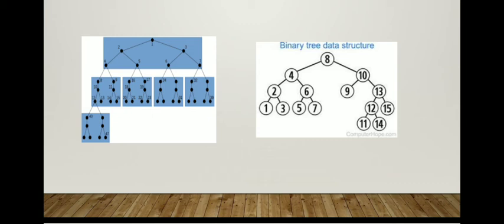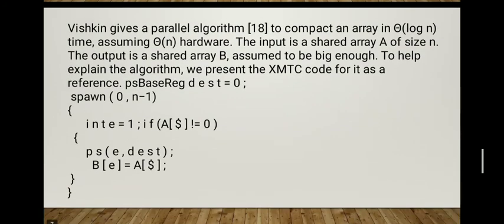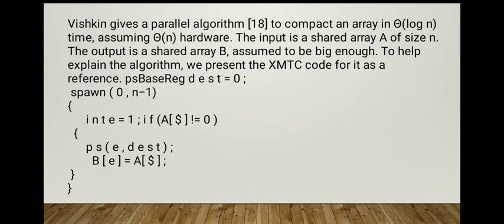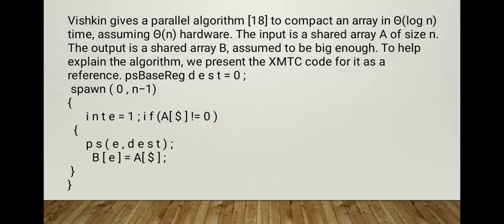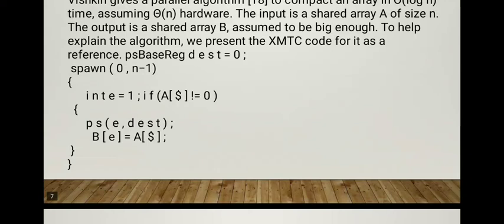As you can see here, 1, 2, 3: the first element is divided into 2 and 3, then 2 is divided into 4 and 5, and 3 is divided into 6 and 7. In this previous case, it is theta of log n in time complexity, and assuming that it is theta n in hardware, the time complexity will increase and it will take more time than expected. So the time complexity of this program will increase over time, so we use this XMTC code to run it and make it easier.